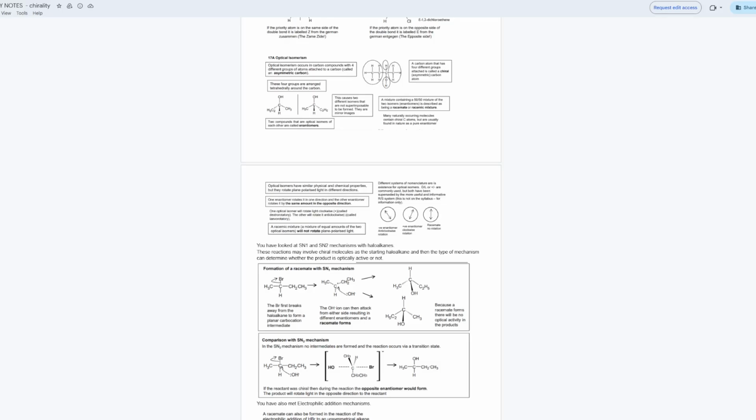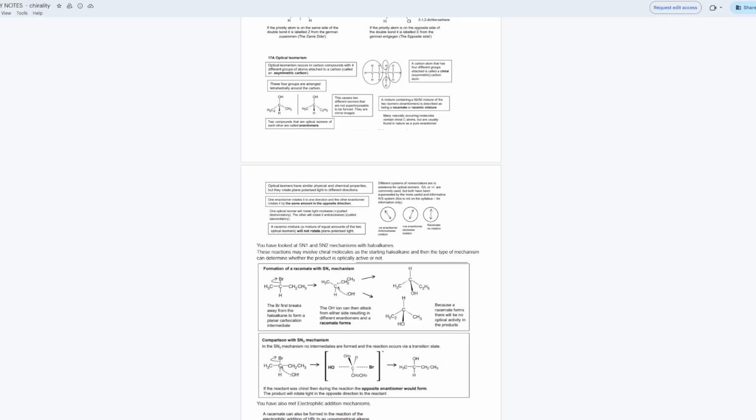Different systems of nomenclature exist. I don't think that makes much sense, but whatever. R/S exists for optical isomers. D/L or plus/minus are commonly used. Both have been superseded by the more useful and informative RS system. This is not on the syllabus, for information only. Negative enantiomer, anticlockwise; plus enantiomer, clockwise; racemate, no rotation.